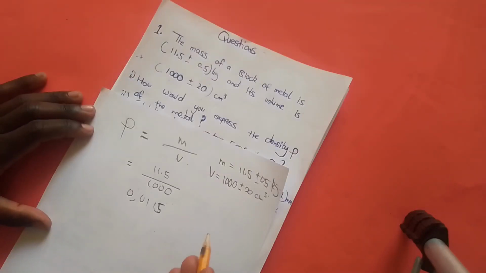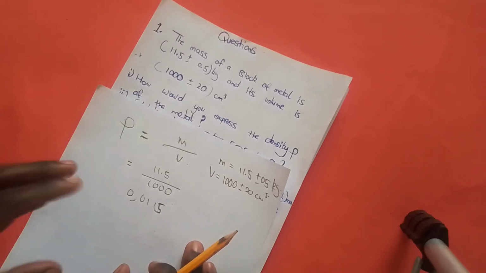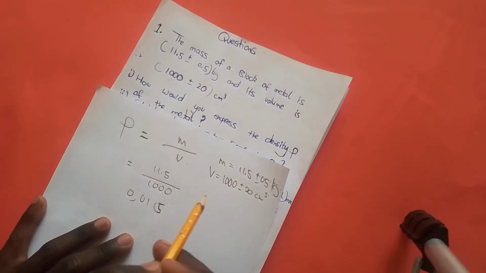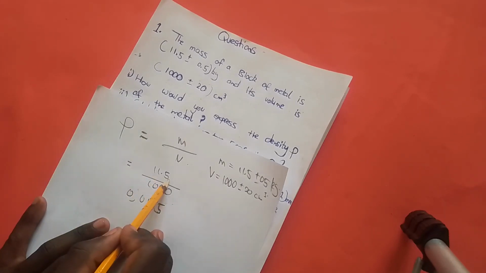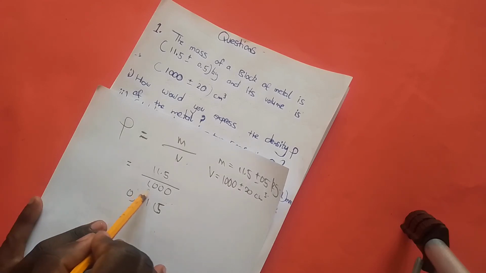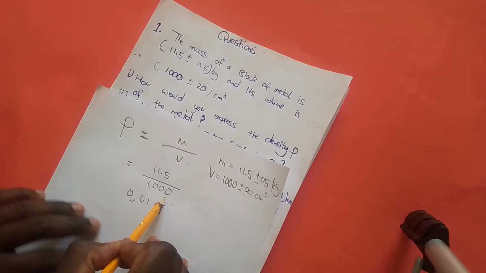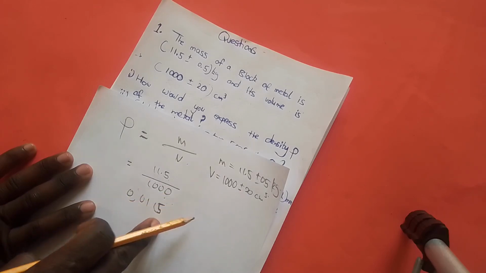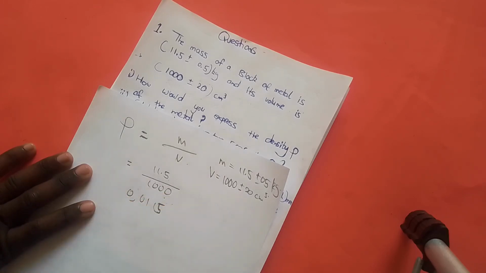Firstly, we'll start by calculating the density only. For the moment, let's leave out the uncertainty part. The density will be equal to the mass, 11.5, divided by the volume, 1000 cubic centimeters, which is 0.0115 kilograms per cubic centimeter, but we have not factored in the uncertainty yet. So it's now time to calculate the uncertainty.